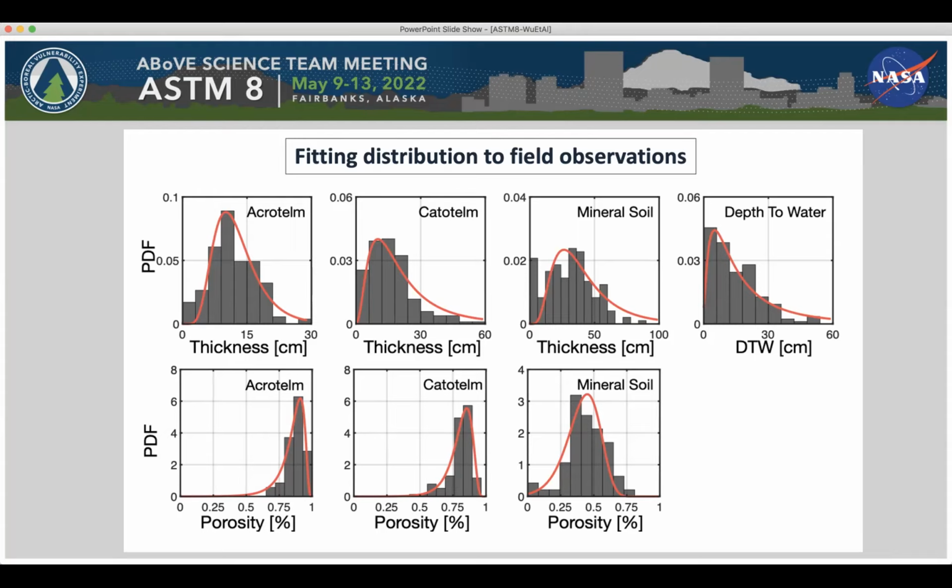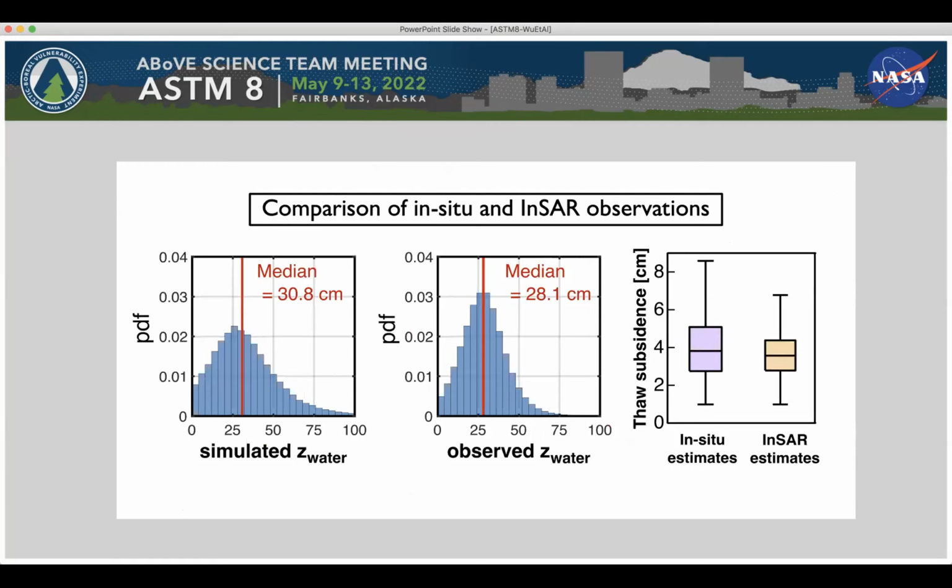So we fit a normal distribution to those field measurements. And then this allows us to run Monte Carlo simulations to draw realistic property values and simulate what possible values we could see from InSAR. And this is the agreement we can get. Based on those field measurements, those histograms of the soil properties, we predict overall on average a 30 centimeter saturated soil water thickness over this region. And it agrees with InSAR pretty much within a couple of centimeters. That's the water depth. So that's actually a very, very good agreement.